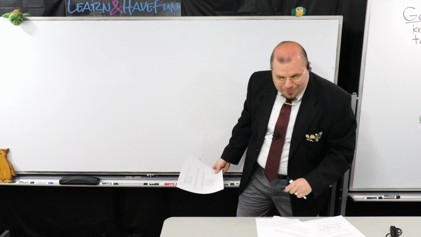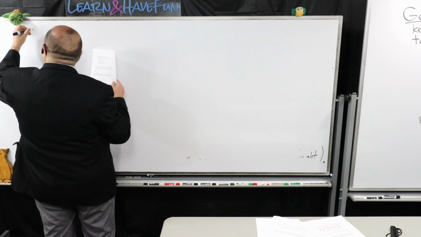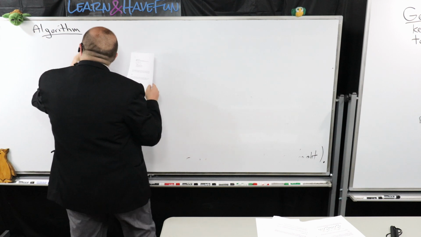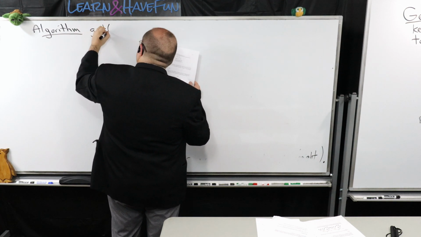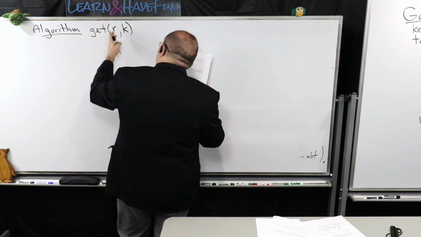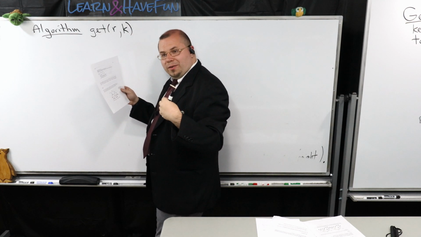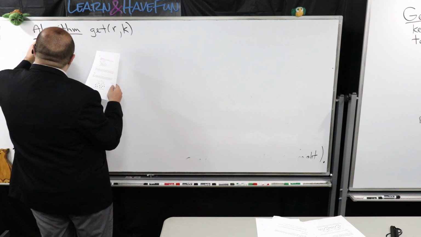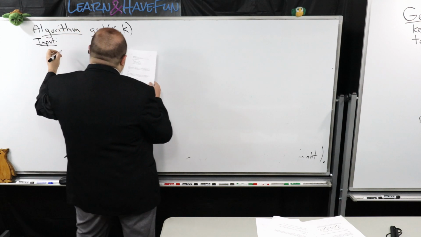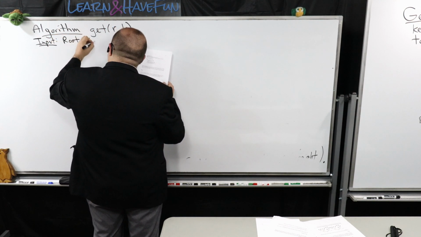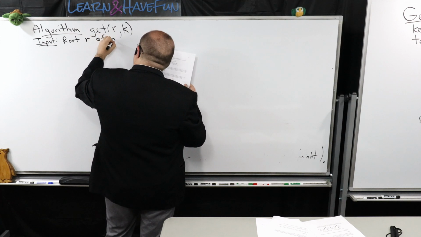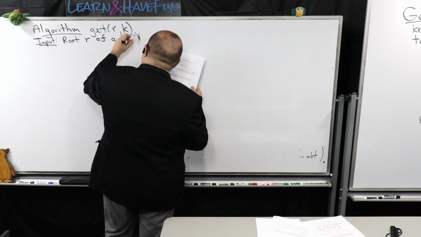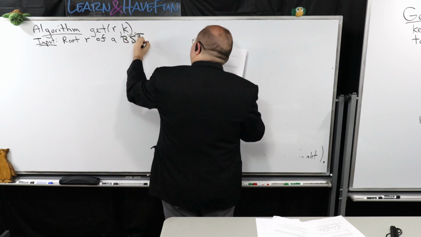So let's write out the algorithm for get. Algorithm, we'll call it get. It's going to take in a node R, which will be initially the root of the binary search tree, and a key, the one that we're looking for. So the input will be some root R of a BST, and we need a key K.